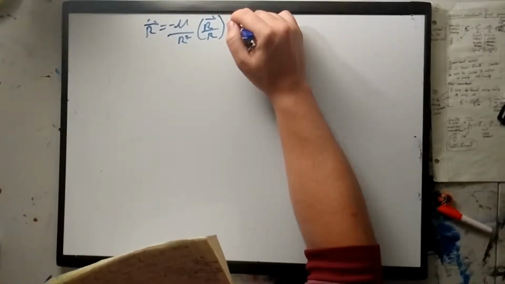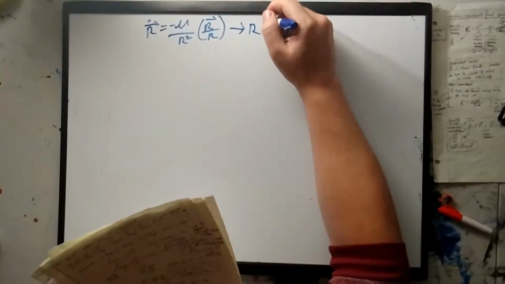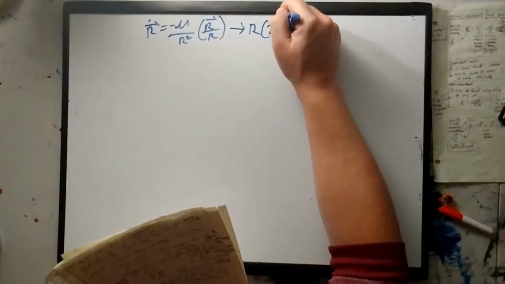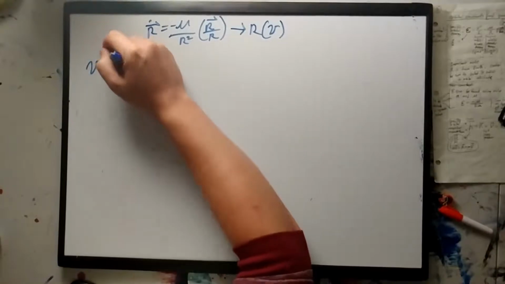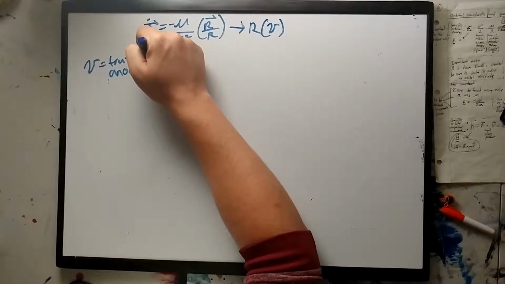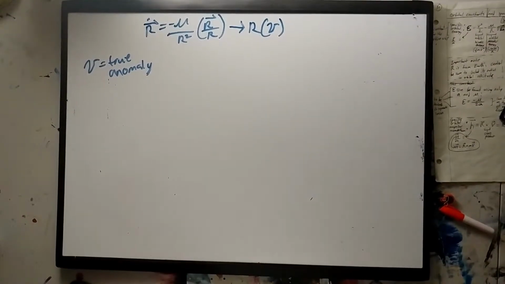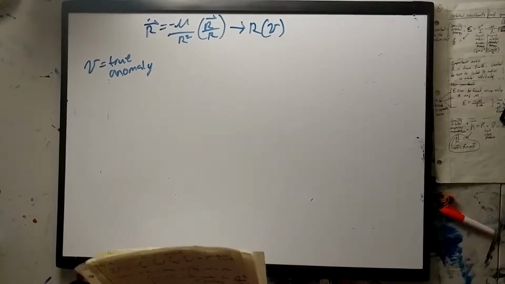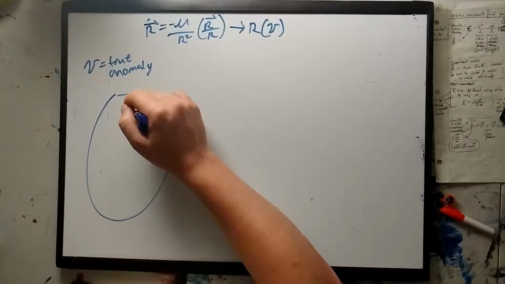But when you solve it, you end up with r, just the magnitude r, as a function of nu, and nu is our true anomaly, and that is the angle of the position vector with respect to the periapsis. And we'll draw a nice diagram, and we'll put Earth here.